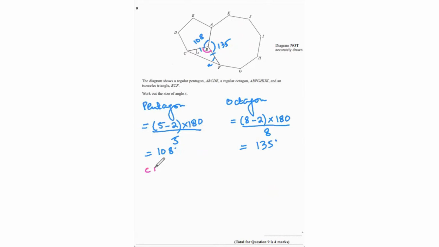So angle CBF is going to be 360 minus 135 minus 108. That gives us 117 degrees. Then the question said that it's an isosceles triangle. So x is going to be 180 minus 117 divided by 2, which equals to 31.5 degrees. That is the value of x.